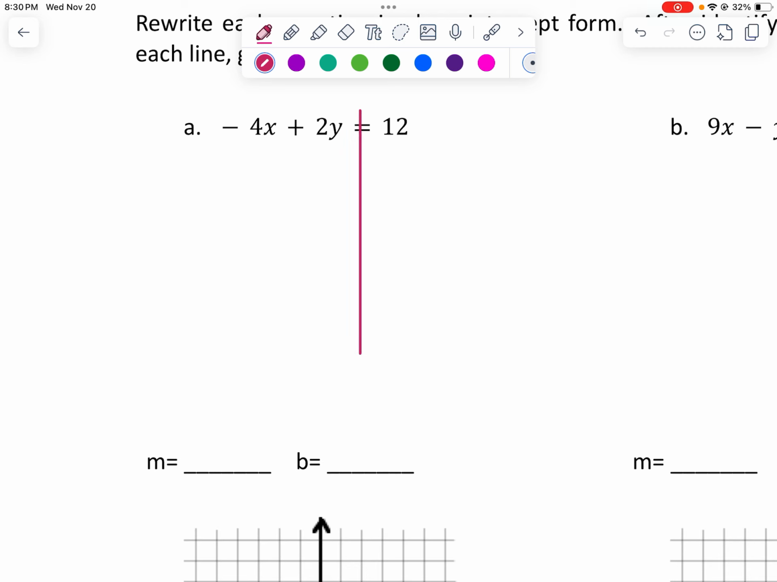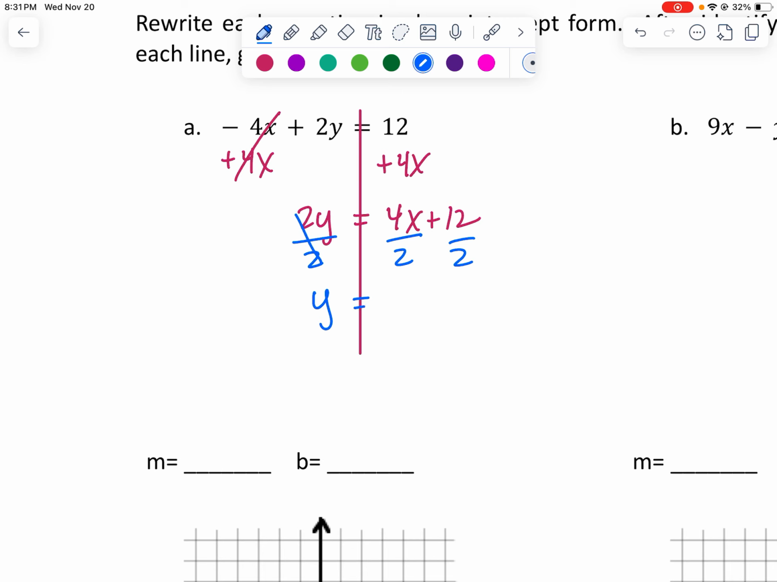We have -4x plus 2y is equal to 12. Okay, I'm going to go ahead and add 4x on both sides. I get a positive 2y is equal to 4x plus 12. I have to get rid of this 2, so I'm going to divide every little thing by 2. 2 divided by 2 gives me 1, so what comes down is just y. 4 divided by 2 is 2. The x comes along with me. And then I have a positive 12 divided by 2 gives me a positive 6. So here's my new equation in slope-intercept form.